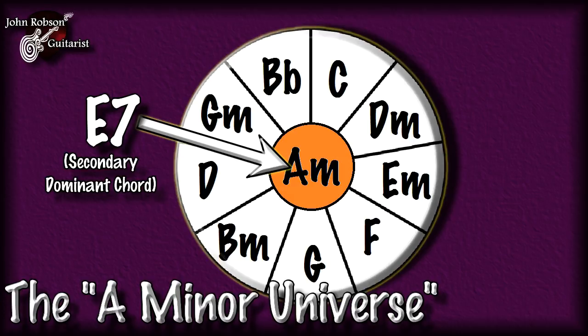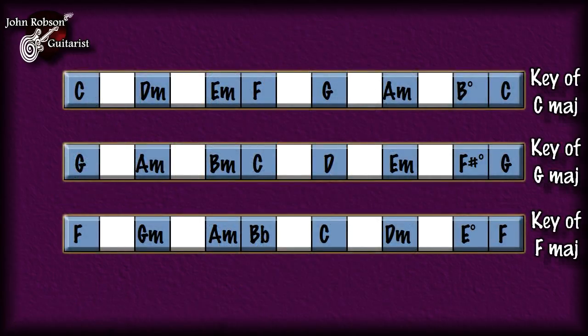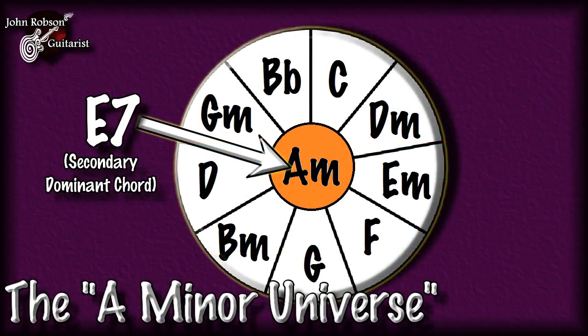And because E7 is not in any of the original keys that the A minor chord occurs in, the C major key, the G major key, and the F major key, it's a secondary chord from outside those keys, and because it's a dominant chord, it gets called a secondary dominant chord. There you go. That explains that little bit of jargon.